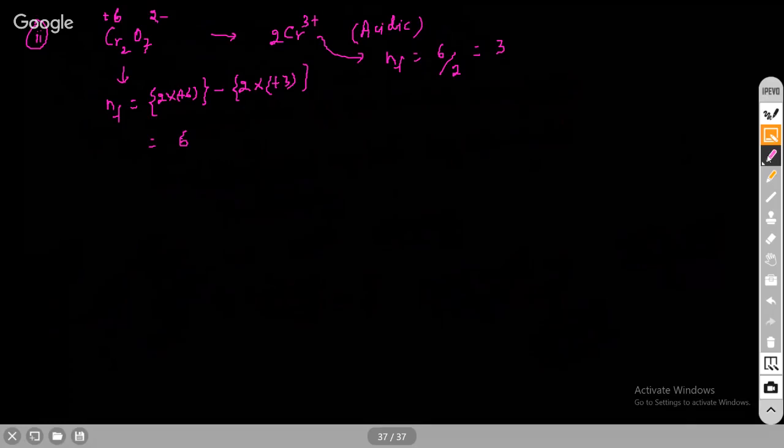Okay. So in acidic medium, the conversion is this. In basic medium, Cr2O7 2 minus converts into CrO4 2 minus. Again, you can find the change in oxidation number, or you just balance the reaction according to the medium, and then find the number of electrons exchanged per molecule. That will be the answer.